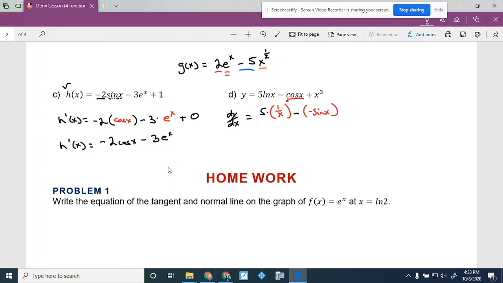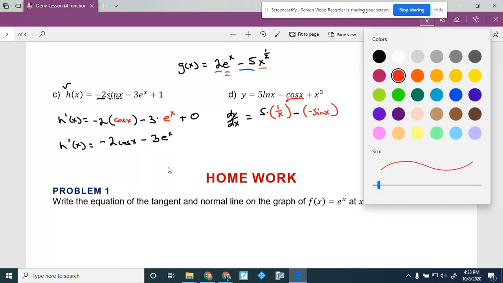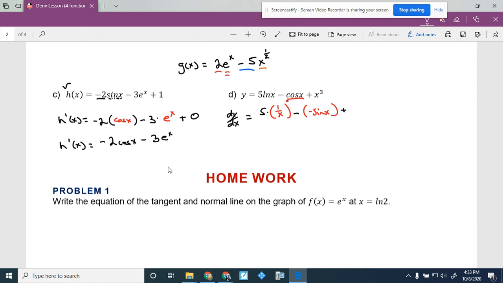Notice I have to be careful with these negatives here. All right, and then you have the derivative of x cubed. Well, that's just a power rule, 3x squared. And now when I clean this up, maybe I have 5 over x plus sine x, and then plus 3x squared. All right, and there you have it. So what I like to do, I'm going to stop the video now. Go ahead and try these homework problems on your own, see how you do, but I will also post a video so that if you have trouble, you can walk yourself through.